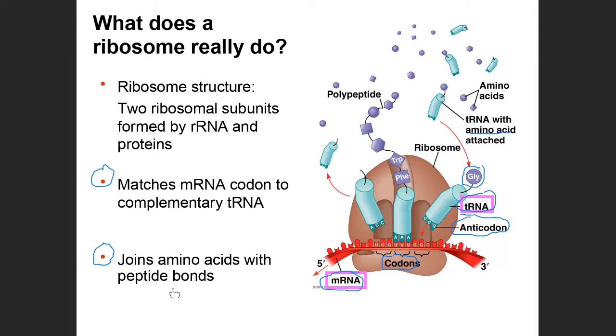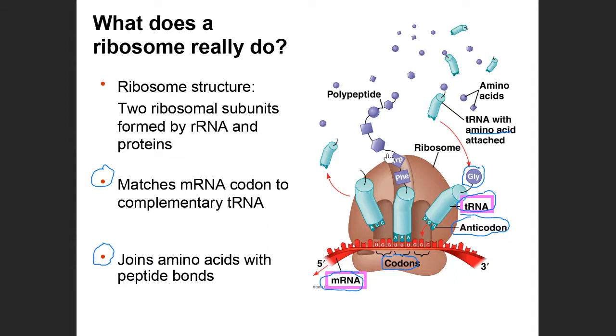What else is the ribosome doing? It's joining or chemically bonding amino acids together by the formation of peptide bonds. Okay. Well, peptide bonds are covalent bonds. So remember that I talked about that last class. Peptide bonds are covalent bonds.